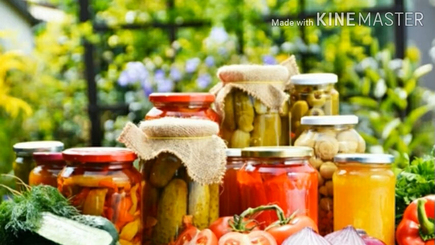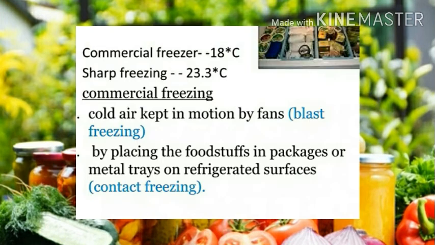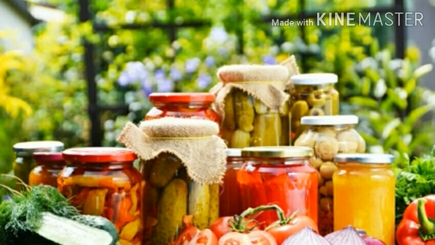Microbial growth, then commercial freezer, that is minus 18 degrees Celsius, sharp freezing minus 23 to 23.3 degrees Celsius. Commercial freezing, that is cold air kept in motion by fans, blast freezing. By placing the foodstuffs in packages or metal trays on refrigerated surfaces, it is contact freezing. So these are the cold preservation methods included for food preservation, and sharp freezing is about minus 23.3 degrees Celsius.